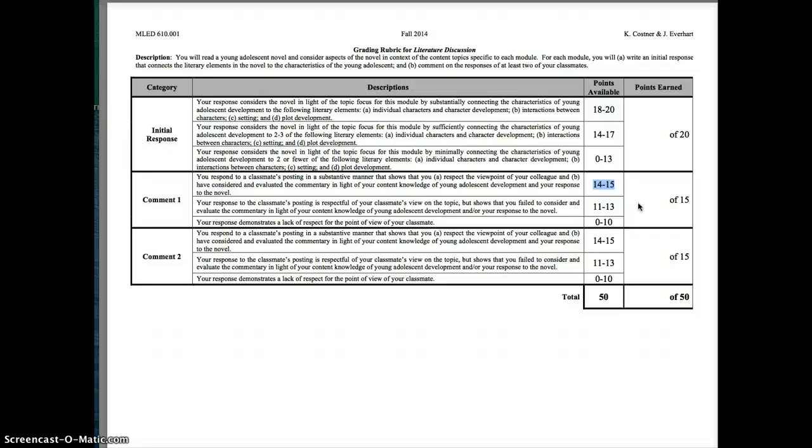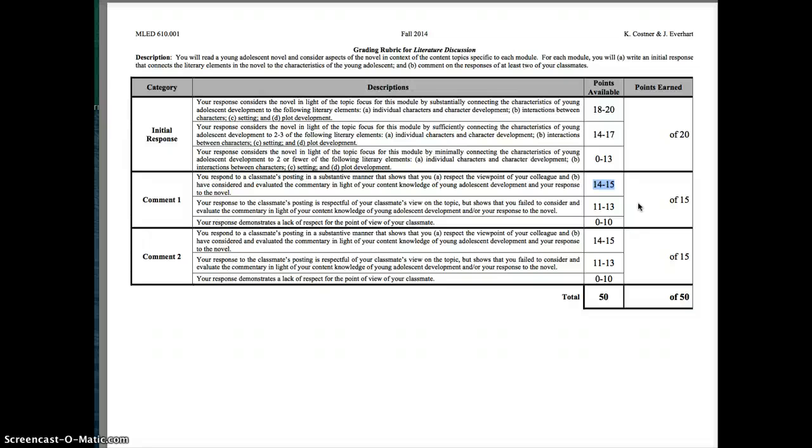We're really trying to develop the quality of these comments, and that's why you're only being asked to do two in addition to your initial response. So make sure that those show your content knowledge and really bring in your consideration and evaluation of your classmates' commentary.